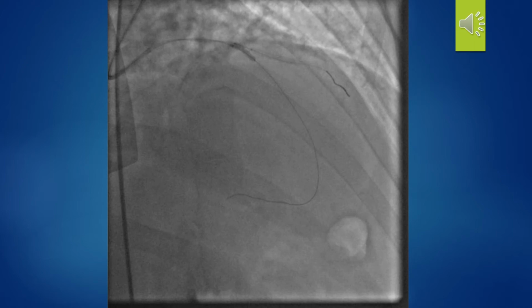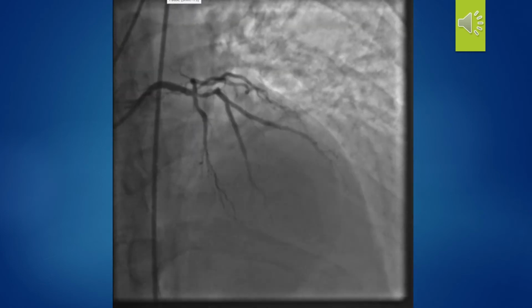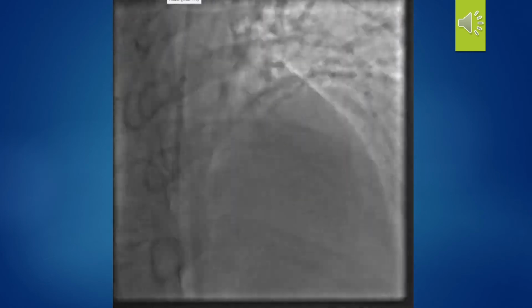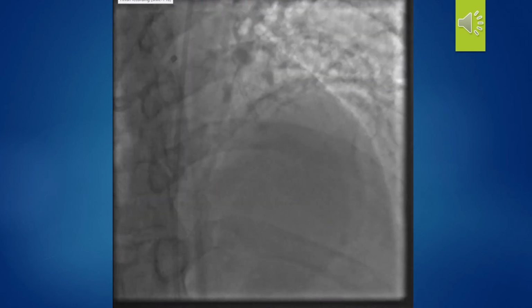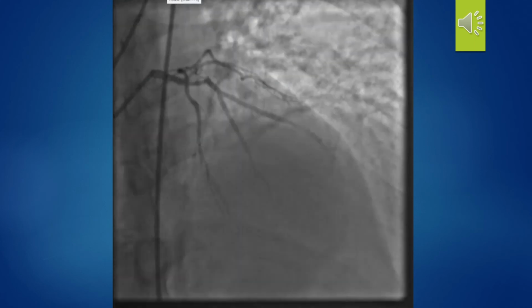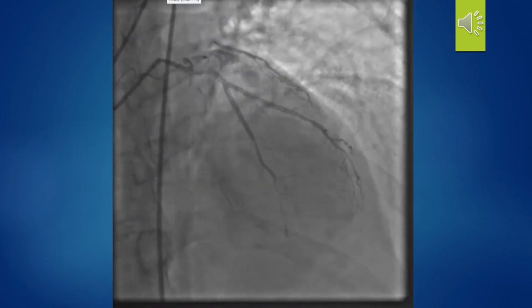I pulled out the diagonal branch wire and recrossed into the diagonal branch across the stent strut. Then I used a 2.0 by 15 mm balloon in the diagonal branch and a 2.25 by 10 mm balloon in the LAD branch to perform final kissing. This is the final angiogram after kissing balloon angioplasty.